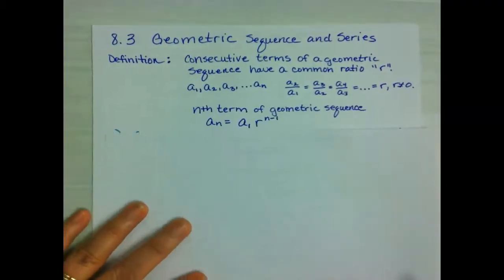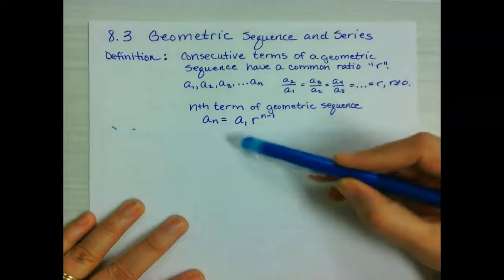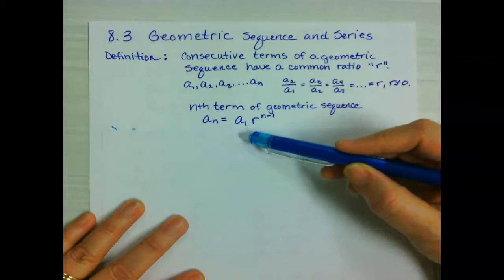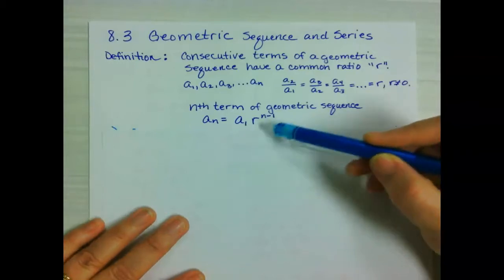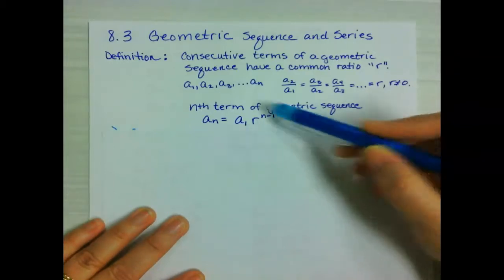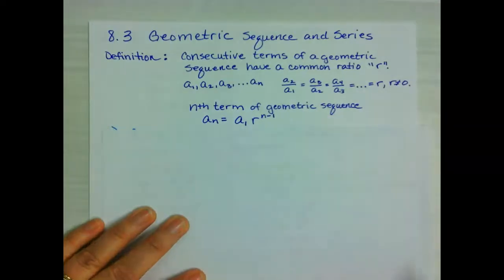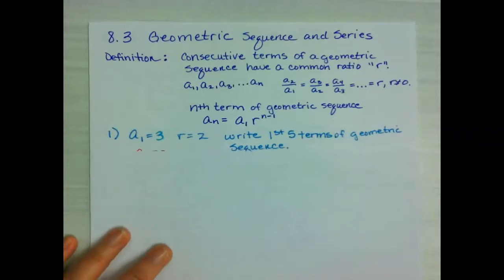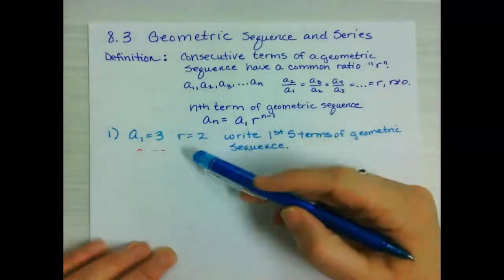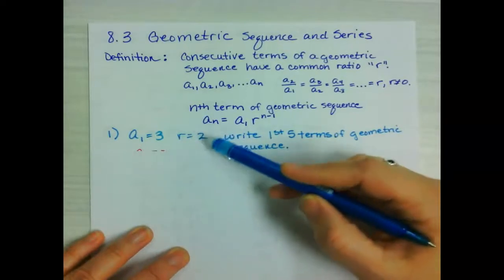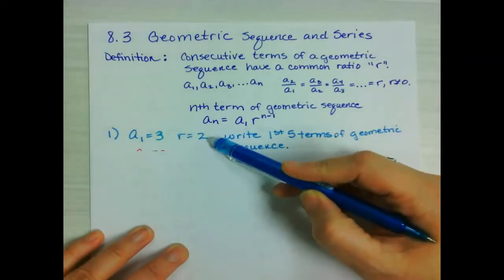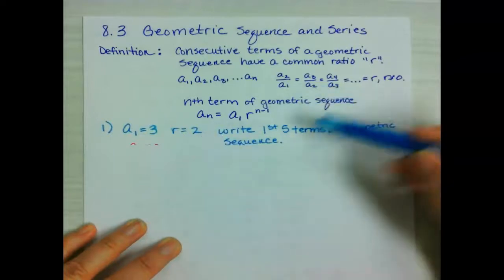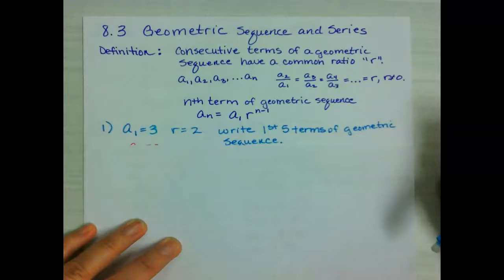So the model for the geometric sequence is a sub n, that's the nth term model, and we have a sub 1, which is our beginning term, and then we have r to the n minus 1. So this is the model that we would use anytime we're working with a geometric sequence. Here's the first one, and it says a sub 1 is 3, so that's our first term. r is 2, so they're telling you right up front that it is a geometric sequence because they're giving you an r value. And it wants us to write the first 5 terms of the geometric sequence.